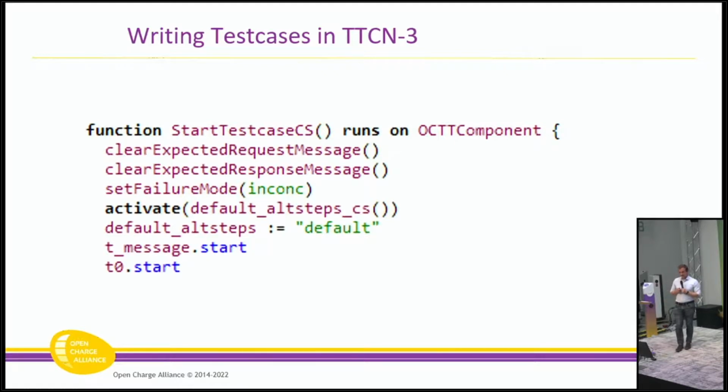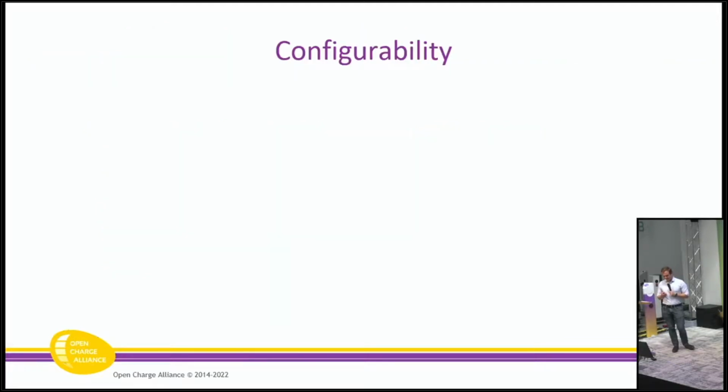And this is a function we run before running a test case, where we first clear all the previous variables, then set the value to inconc, which is inconclusive. If it fails before doing the actual test, we get an inconclusive instead of a fail. And here we activate the alt step, which gives us general answers instead of the specific ones that we need for the test case. And then this is your part again.